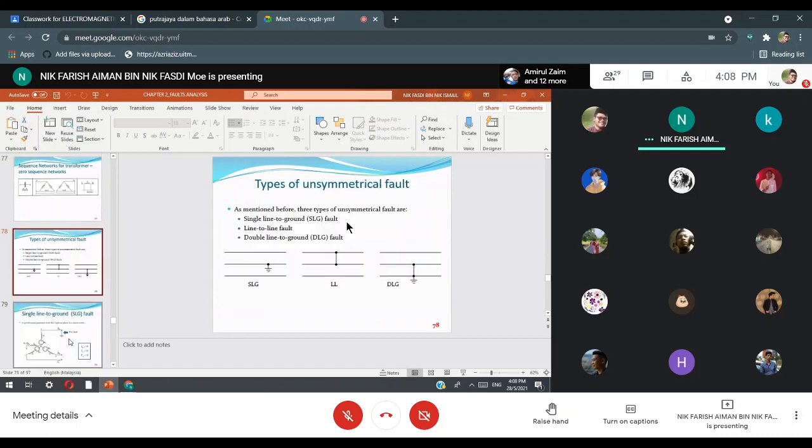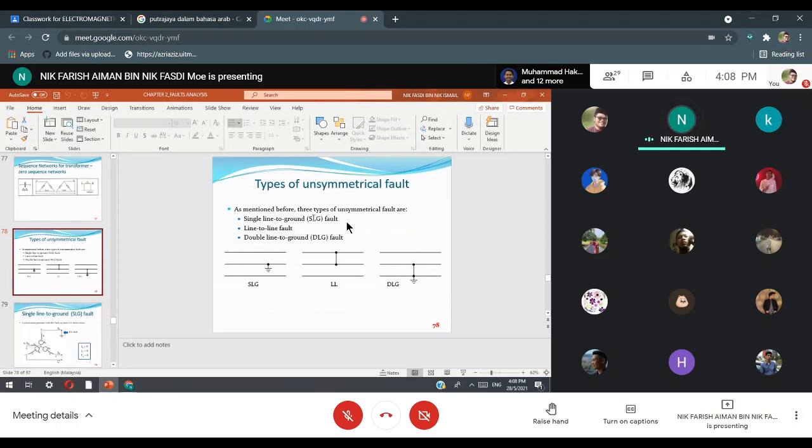Okay. Type of unsymmetrical fault. Okay. First we discuss about the generator. Then we go to the transformers. And then the next one is the line. Okay. Because setiap element in the power system tu dia akan ada fault. Dan dia akan fault can be occur at any element. It can be a generator, it can be a transformer, or it can be at the line. Okay. So this is next to the line.